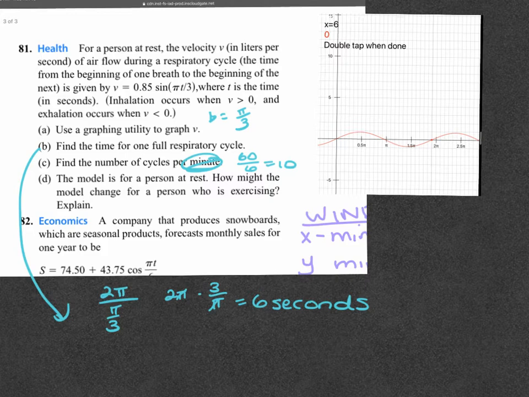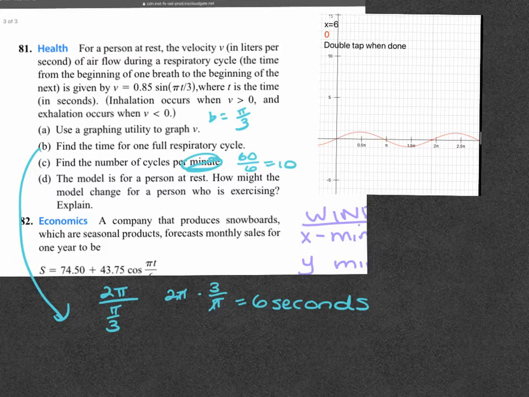So I just put the link to the old calc chat because this is what this is from. Right on the assignment, the odds were on there. So this is 81 from it. When you graph it, it looks like what's on the right. And B says find the time for 1 full respiratory cycle. That's 1 period. So you just had to find your period, which is 2 pi over B. B is pi over 3. So 2 pi divided by pi over 3 becomes 6, and it's in seconds.